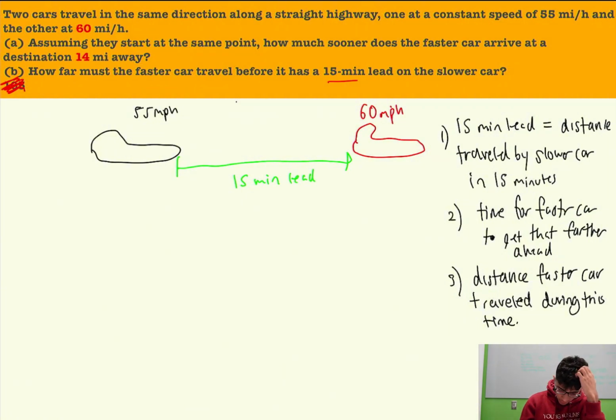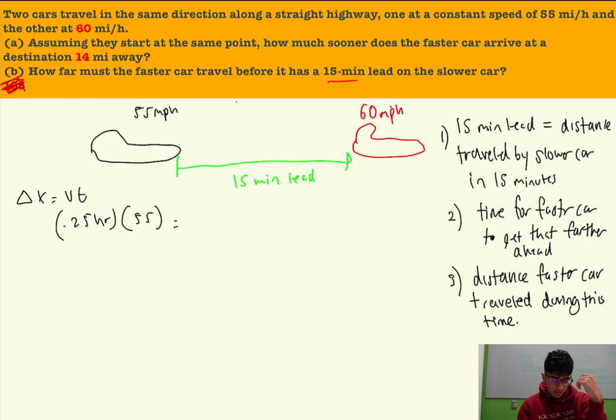The first part is we're going to do the equation I know, x equals v times t. If the time is 15 minutes, which is 0.25 hours, and the velocity is 55, then we know that this car has traveled 13.75 miles.